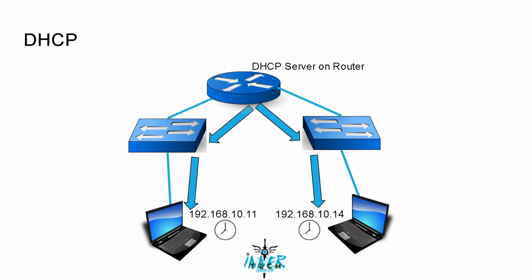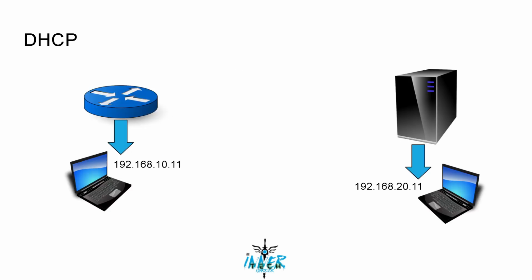So, for example, if you had an IP address of 192.168.10.11 and then you left the network, you took off your laptop, that IP address, once the lease is up, can be reassigned to someone else. So if someone else came in, that IP address could be assigned to them. Routers or dedicated servers can run DHCP services to automate the network configurations. So this saves administrators substantial time and effort.